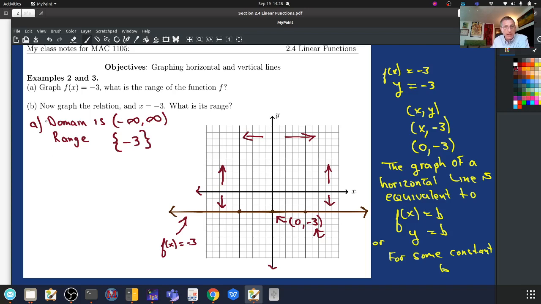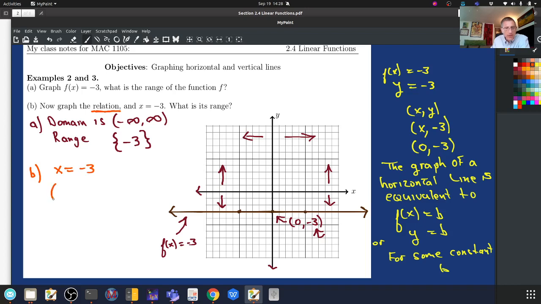Okay, so now let's graph the relation. Notice I already changed a word there. Remember, every function is a relation, but not every relation is a function. So B, we have graph x is equal to minus 3.